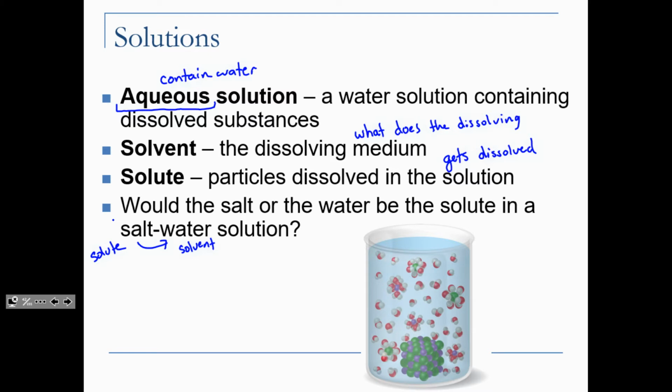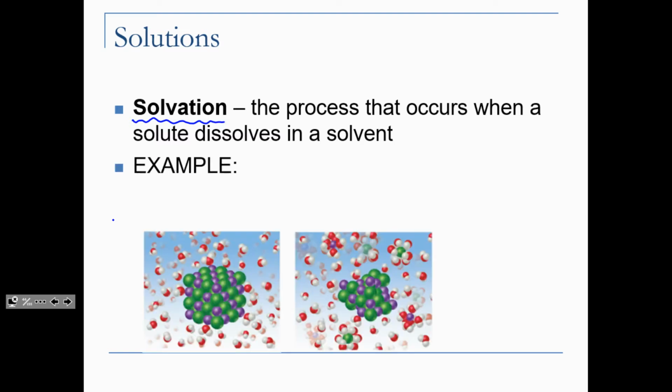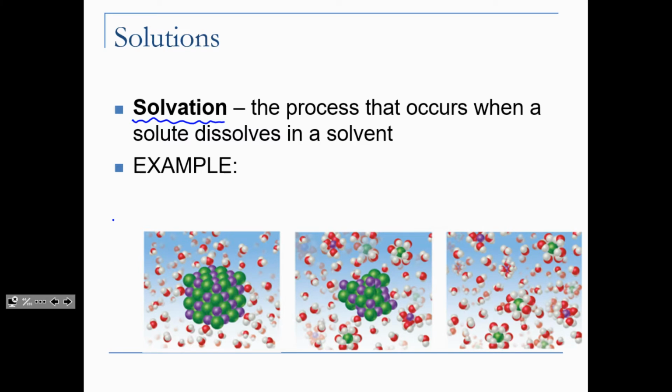So there's a diagram down here. If we have salt, over time, the solvent, water, begins to break down the salt in a process called solvation. So solvation is the process that occurs when a solute dissolves in a solvent. So three different pictures here. We have a cube of salt. And in the first picture, you'll see that the salt is not being dissolved very much at all. But over time, the water begins to eat and actually surround different ions of the salt molecule. And what we get eventually is a complete breakdown from the second to the third picture.